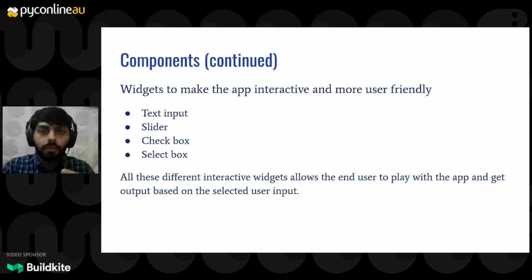Next, we look at some of the widgets that Streamlit provides for the users to interact with the web app. So we will look at some of the interactive widgets that make it user friendly for the end user. Text input. Here the end user can type in anything and the web app will use that for its purpose. Next is the slider.